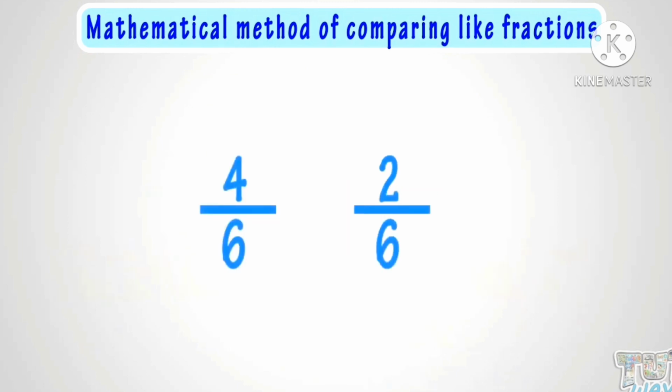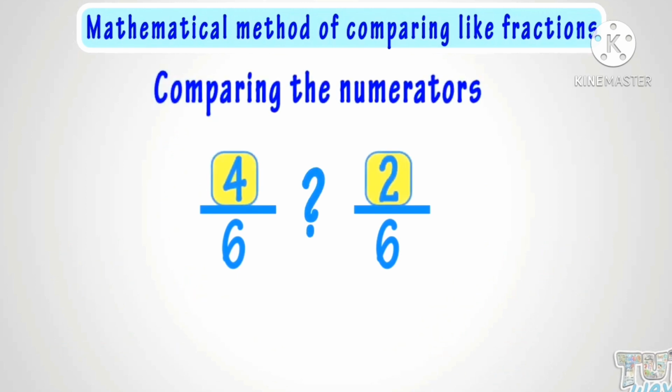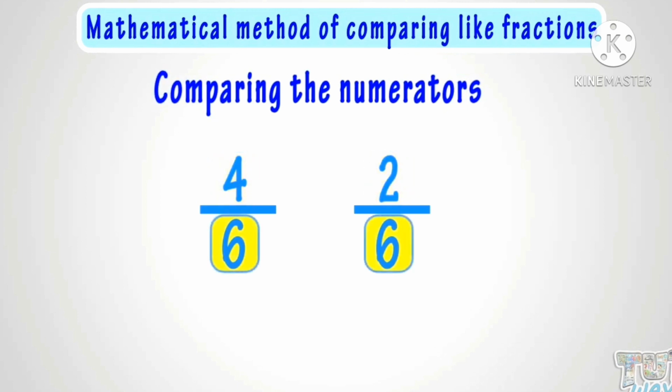Now look at the fractions here. Is 4 by 6 bigger or smaller? Let us find out. Now again, let us compare the numerators. Now 4 is greater than 2. So, the fraction 4 by 6 is greater than 2 by 6.